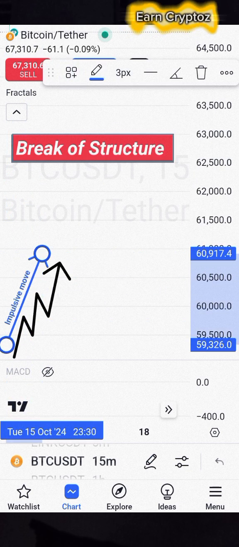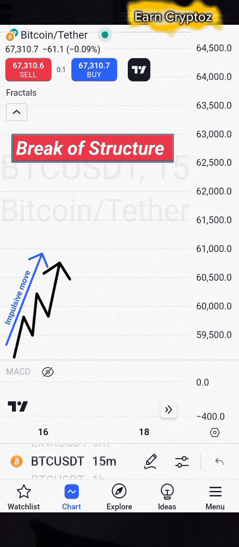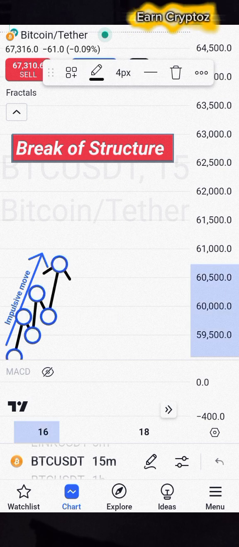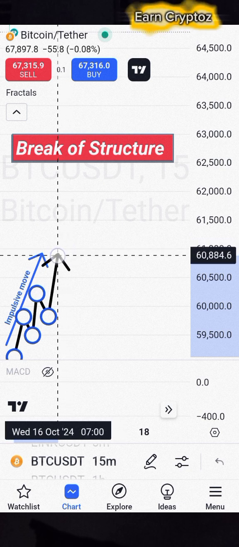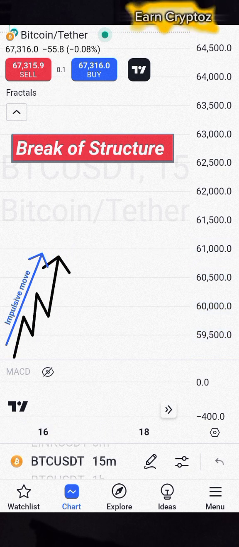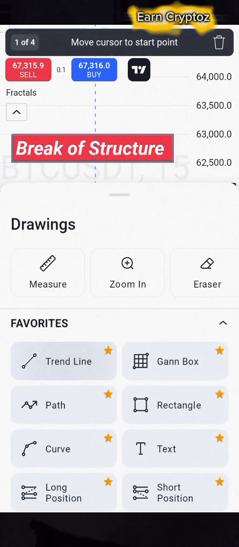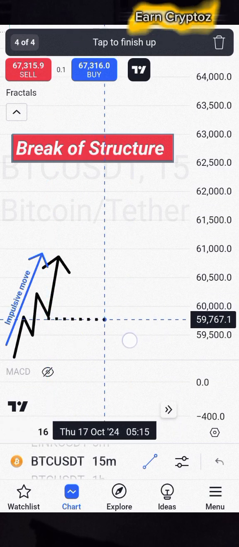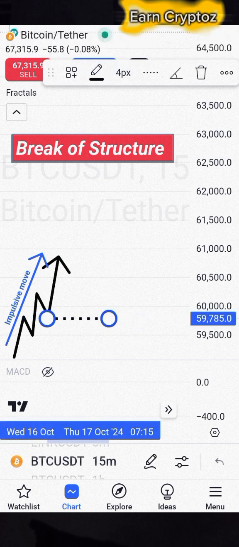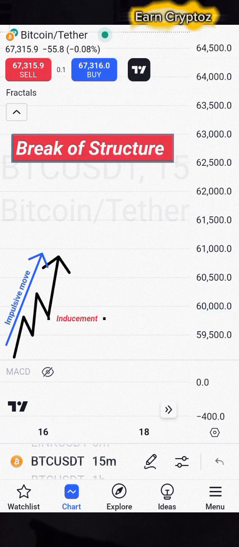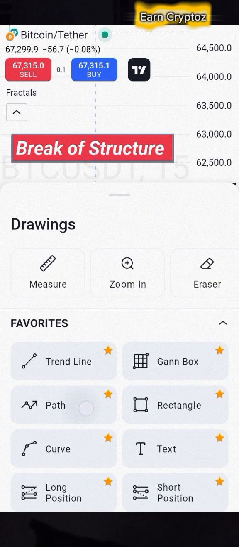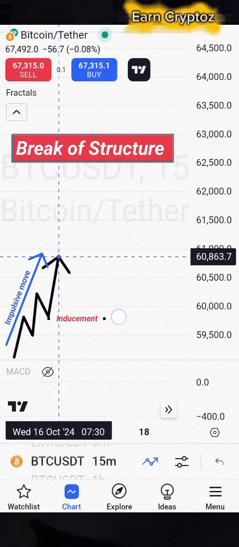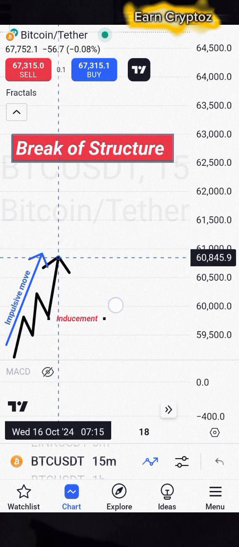Okay, so you can see this move. This is an impulsive move, and on the impulsive move, that's where we identify the inducement. So where is inducement? Here is our inducement, the first valid pullback. Okay, so that is our inducement. All right, and after that we're going to identify the correction, that is the move that comes from the top of the impulsive move and take out the inducement.